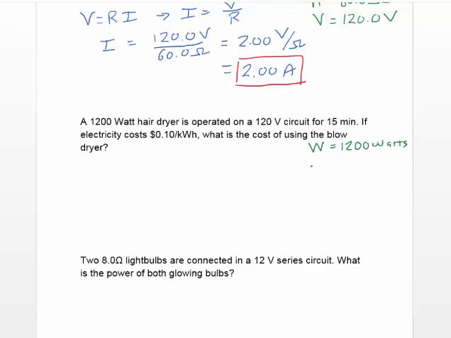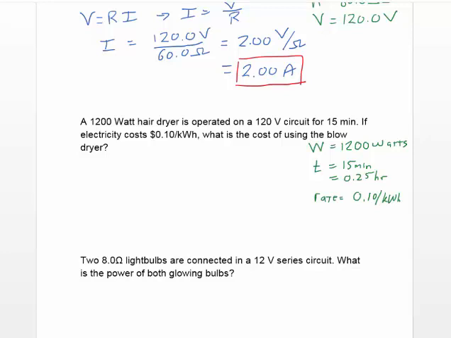We know that the time that we're using for this is 15 minutes. Now, what units do we use here when we talk about kilowatt hours? We're not talking about kilowatt minutes, we're talking about kilowatt hours, so we need to convert this into hours, and that is 0.25 hours. 15 minutes is a quarter of an hour. And then we know the rate of 10 cents per kilowatt hour. So those are the three things we know.